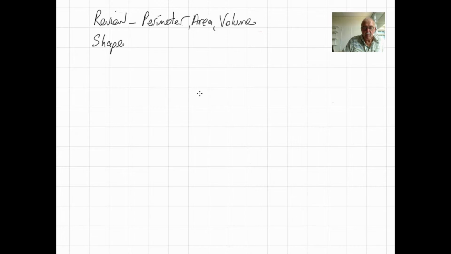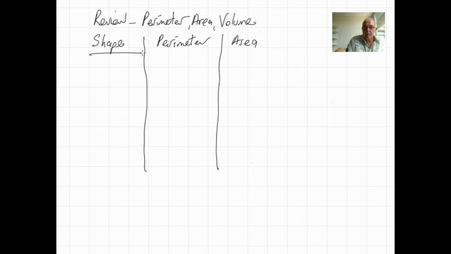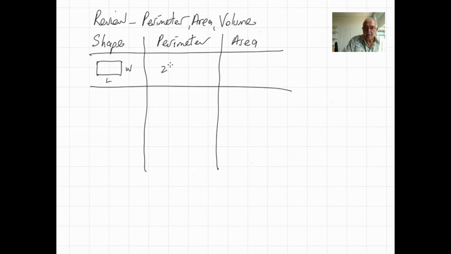You should probably draw this up as a table on a page and then try and test yourself so that you know each of these. So if we have a table a little bit like this. First shape we'll look at is simply a rectangle. We've got length and width, and the perimeter of a rectangle is 2 lots of length plus 2 lots of width, and the area will be length times width. A lot of these are pretty basic, but I'll go through the whole lot.